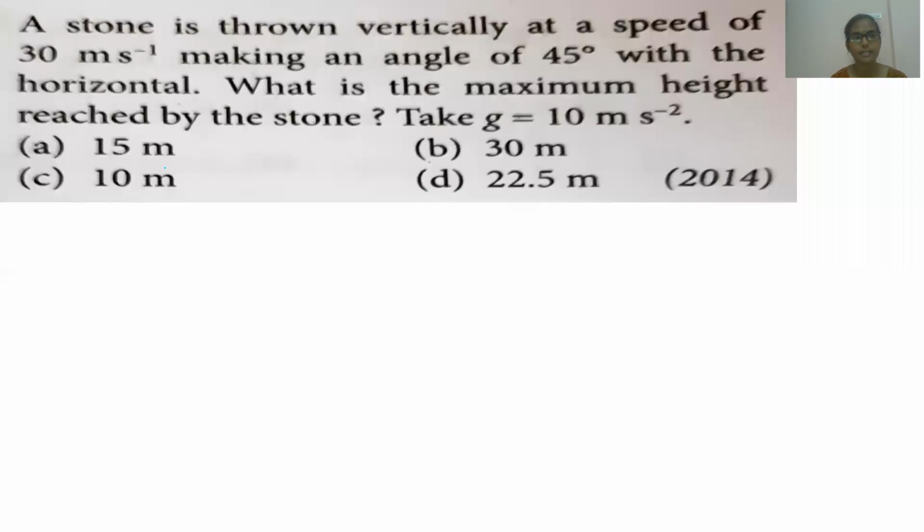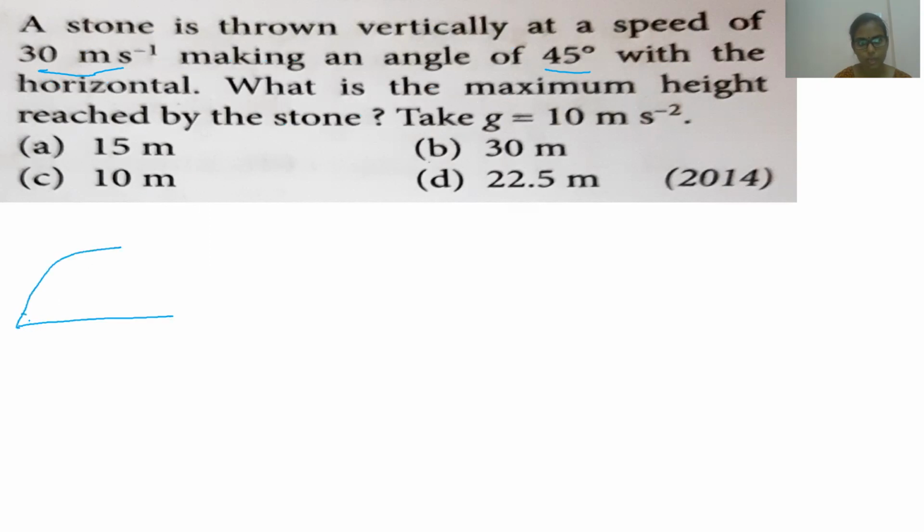Yeah, let us see, children, next problem. A stone is thrown at a speed of 30 meters per second, making an angle of 45 degrees with the horizontal. What is the maximum height reached by the stone? They're asking. Okay, this is a projectile motion problem again.